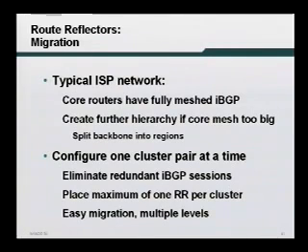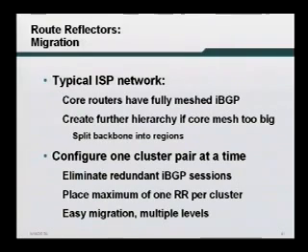You can configure 1 cluster pair at a time. So this is the migration strategy. You eliminate redundant IBGP sessions, and then put a maximum of 1 route reflector per cluster. You can migrate your whole network pretty easily if you want to. I migrated 70 routers many years ago. With a colleague, we did that in 1 maintenance period in about 2 hours, and that was pretty easy to do. These days, I wouldn't really recommend doing something like that.